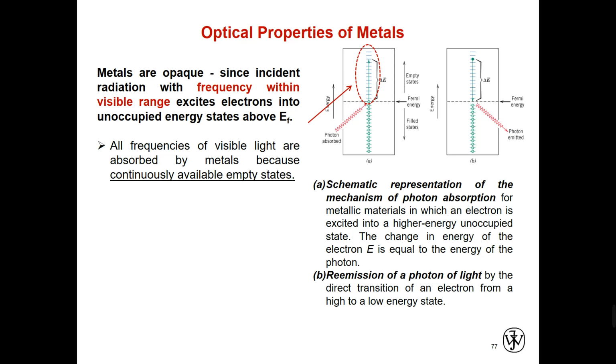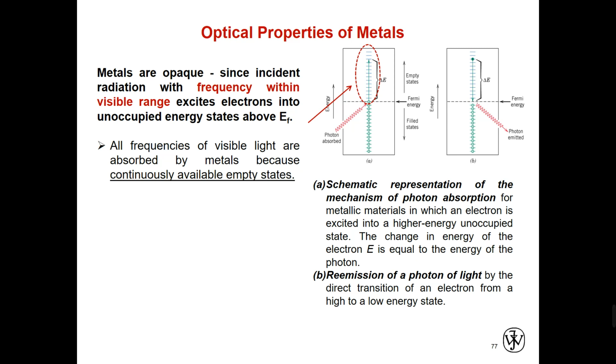Okay, metals are opaque since incident radiation with frequency within the visible range excites electrons into unoccupied energy states above EF. What is EF? We have learned in the first part. EF will be the Fermi energy. My apology, this is the third part, right? Third part of chapter 6, functional properties of materials. Third part will be the optical properties of materials.